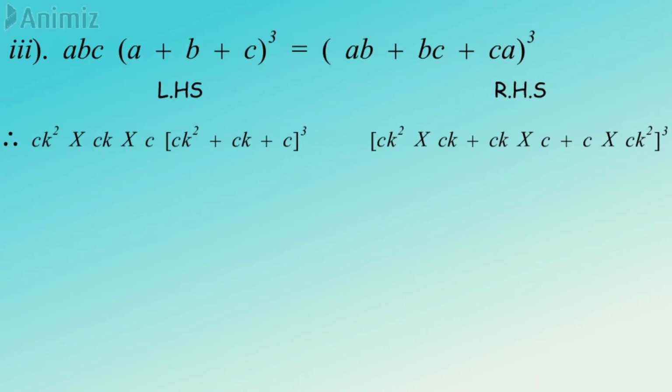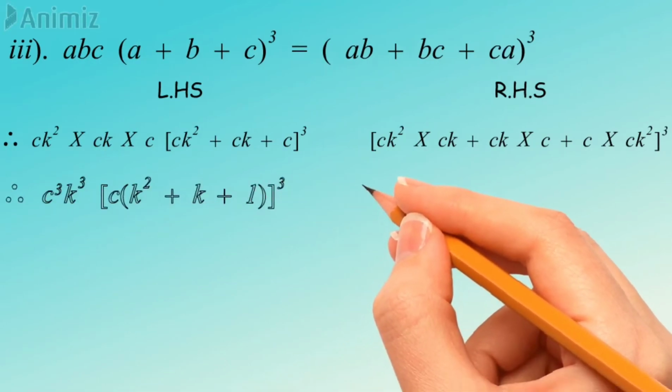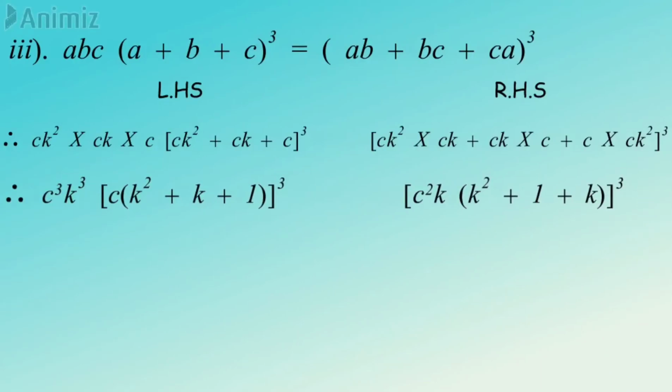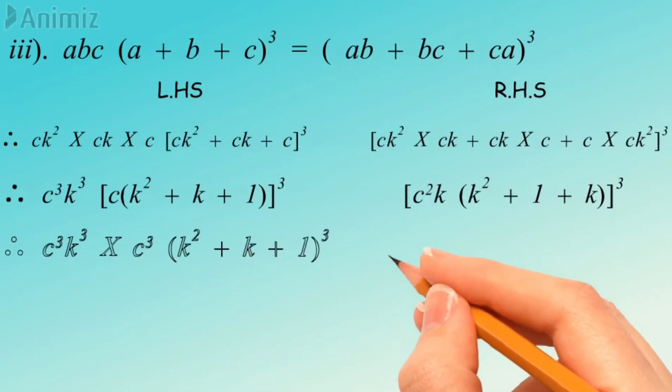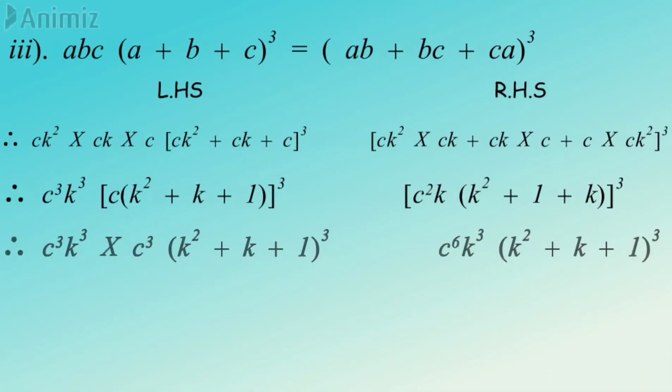Now what you have observed? C is common in the bracket of left hand side. So I told you, you have to take the common factor within the bracket itself. Same way that side c square k is common. Now when you take out the cube of the bracket, c will get the cube separately and bracket will get the cube separately. Same way on the right hand side, c square k cube will be c raised to 6 k cube and the bracket cube.